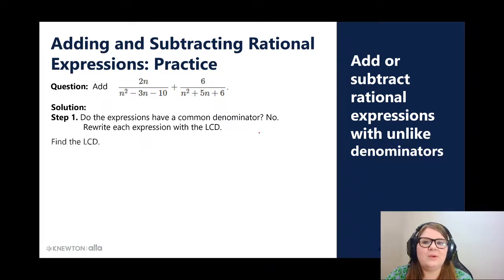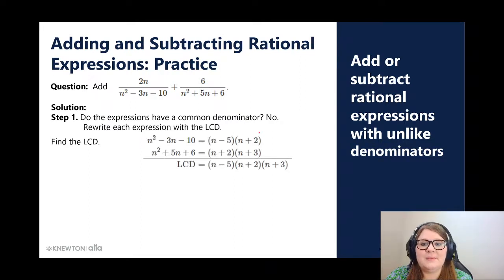To do that, again, we're going to factor the denominators. N squared minus 3n minus 10 can factor out to be n minus 5, n plus 2. N squared plus 5n plus 6 is n plus 2 times n plus 3. All right, so you'll notice that they didn't write this properly vertically, but that's okay. You'll get used to it, and you'll just be able to do this really fast as well.